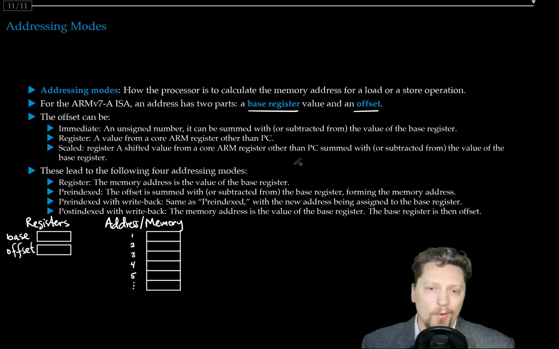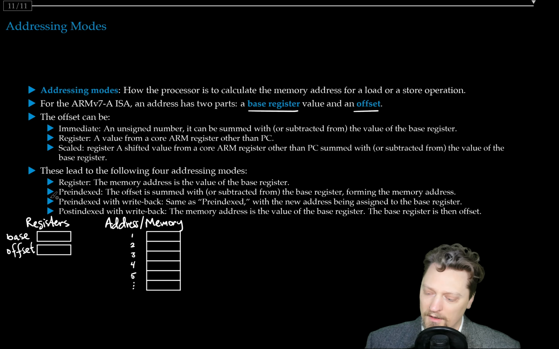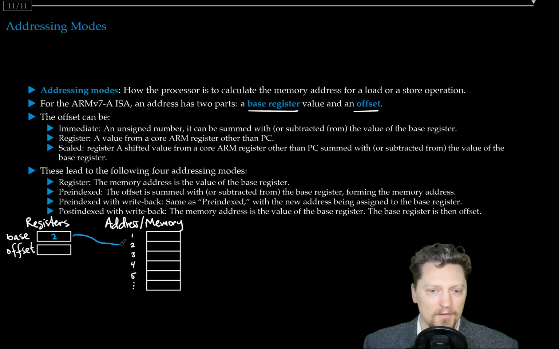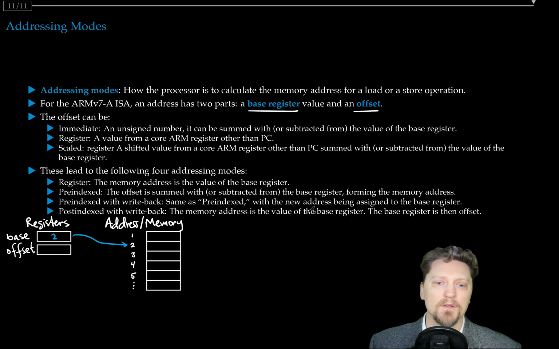These lead to the following 4 addressing modes. Register, which is the simplest. The memory address is the value of the base register. Okay, so let's look. I made a little figure down here. So if we have a base register that has the address 2 in it, if we're using the register addressing mode, that just corresponds to that address in memory.